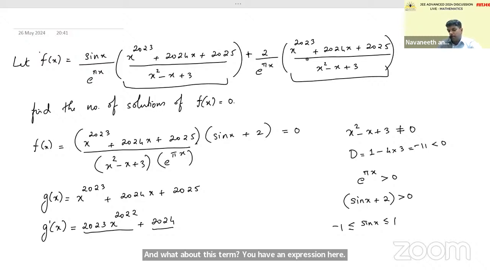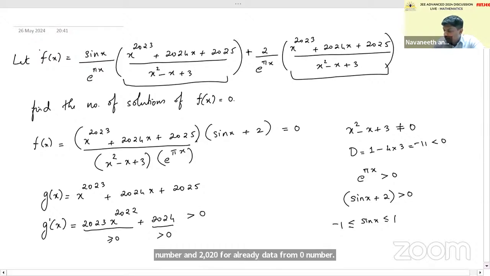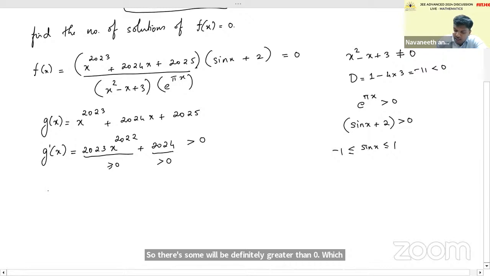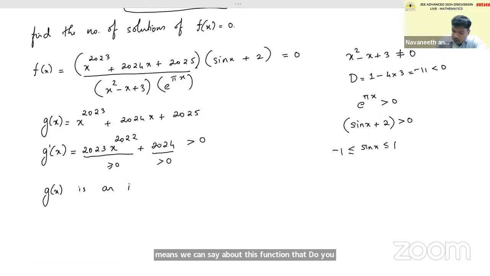That's a variable. But note that this number 2022 is an even number, which means x to the power 2022 will always be a positive number. Maybe 0 it can take, yeah, but it can never be negative. Which means this is a number greater than or equal to 0, and 2024 is already greater than 0. So the sum will definitely be greater than 0. Which means we can say about this function that g of x is an increasing function.